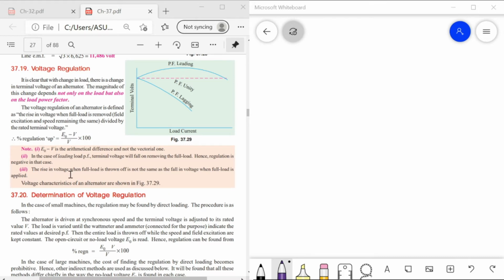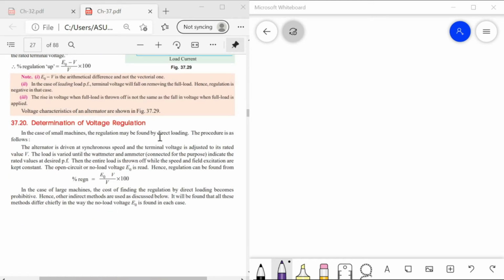So pag lagging power factor naman yung load mo, it will fall. So magiging less yung terminal voltage mo versus dun sa rated terminal voltage. So the percent regulation will be positive. Okay? So unity, yun lang yun.